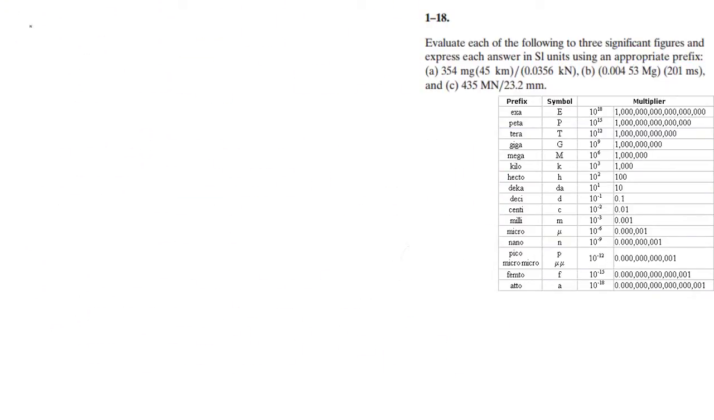So moving on to the final one in 1-18, we have C, 435 meganewtons divided by 23.2 millimeters. So here we're going to want meters on the bottom. We always prioritize the bottom unit. That one has to be its absolute form.